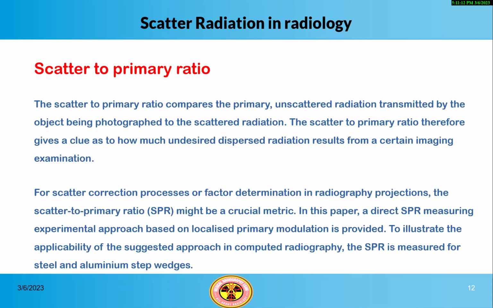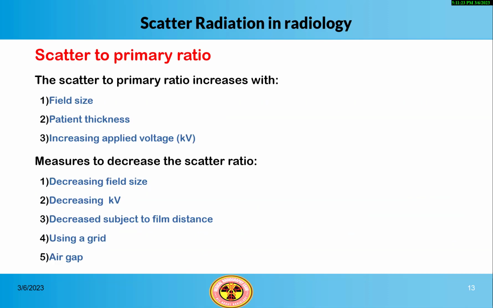To illustrate the applicability of the suggested approach in computed radiography, the SPR is measured for steel and aluminum step wedges. The scatter to primary ratio increases with number 1, field size, number 2, patient thickness, number 3, increasing applied voltage, kV. Measures to decrease the scatter ratio. Number 1, decreasing field size. Number 2, decreasing kV. Number 3, decreased subject to film distance. Number 4, using a grid. Number 5, air gap.